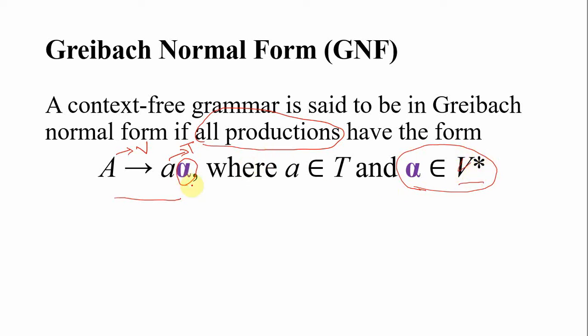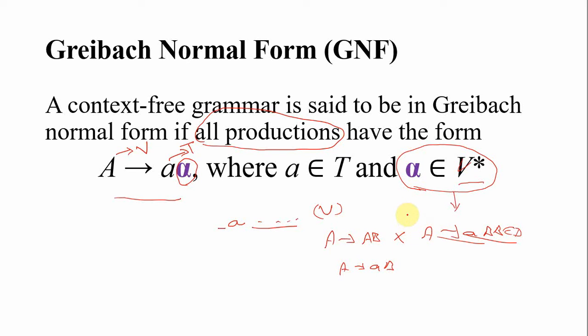So on the right hand side of any production we can have a single terminal or a terminal followed by any number of variables alone, meaning A gives AB is not in GNF, Greibach normal form, whereas A gives aBBCD is in Greibach normal form. Here B, B, C, D are all uppercase. So this satisfies the property of Greibach normal form.